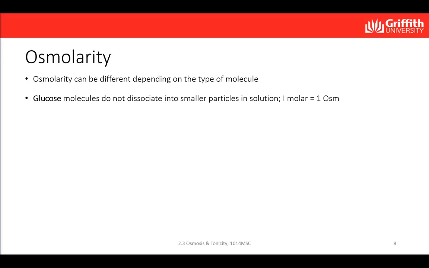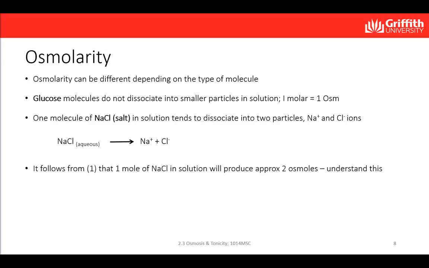The osmolarity of a solution depends on the substrate within it. For example, glucose does not dissociate into smaller particles. Therefore, the osmolarity of 1 molar glucose is 1 osmol. Whereas salts, such as sodium chloride, when dissolved in solution, tend to dissociate into 2 different particles, sodium and chloride ions. Because of this separation, sodium chloride has an osmolarity of approximately 2 osmoles.